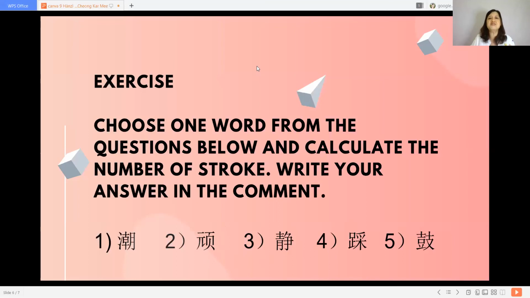I hope you can take out a piece of paper, replay the video, and try to practice. When you are familiar with all these strokes, then you can proceed with this exercise. Is it okay? I hope you have learned something today.